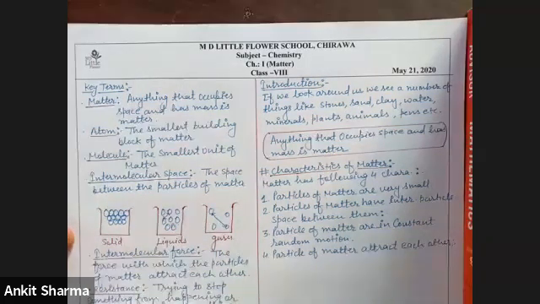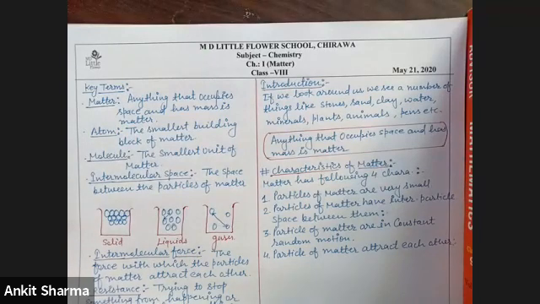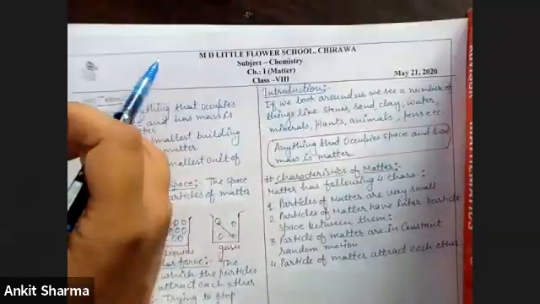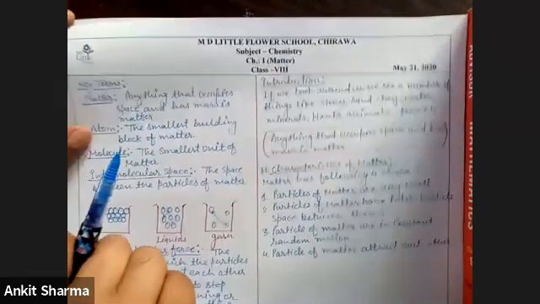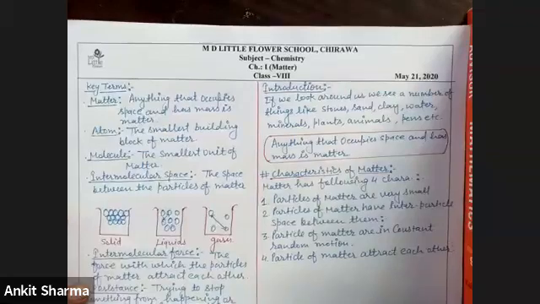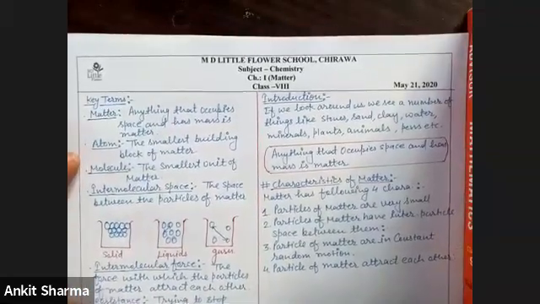Third one is particles of matter are in constant random motion. तो जो लिक्विड एंड गैसेस के पार्टिकल्स होते हैं, वो एक कांस्टेंट रैंडम मोशन में रहते हैं always. We will study in detail in this lecture. Fourth one, particles of matter attract each other, because they are packed tightly and have bonding between them, and intermolecular force that acts between the particles.